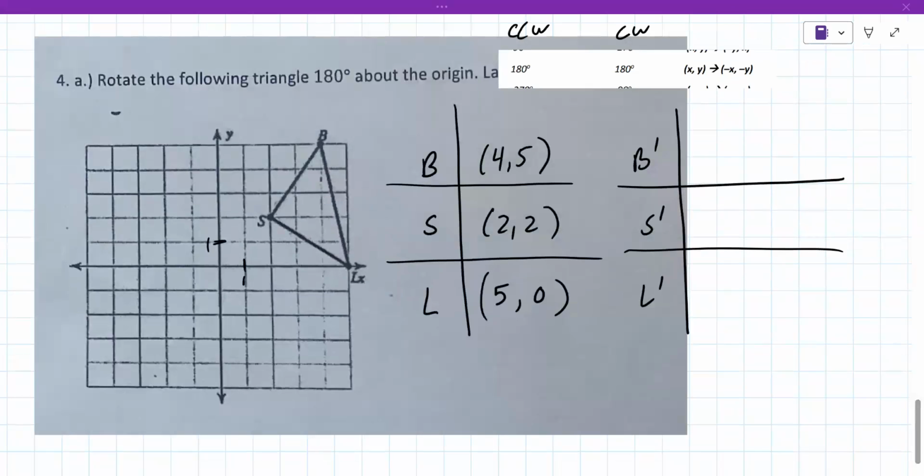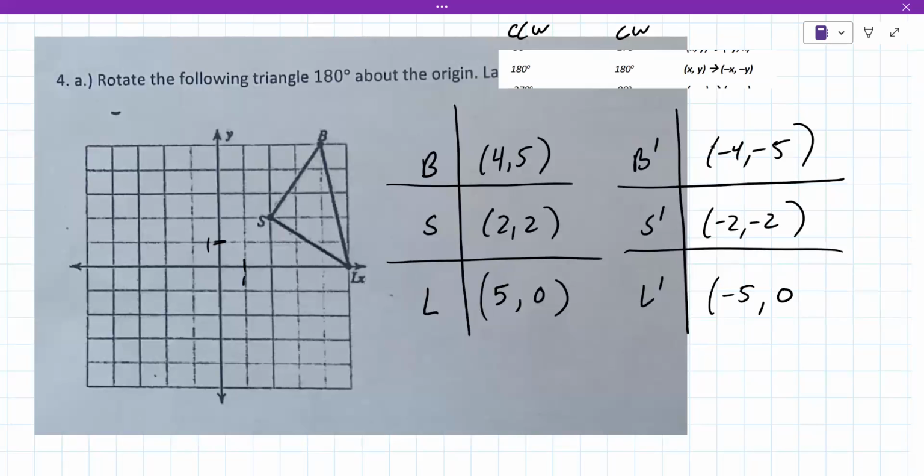So could you go ahead and write those down for us? Okay. Since it doesn't say whether it'd be clockwise, or wait, it's 180, so it doesn't change. Okay, so now B is -4, -5. S is -2, -2. And L is -5, 0.